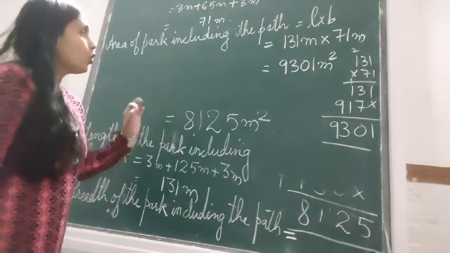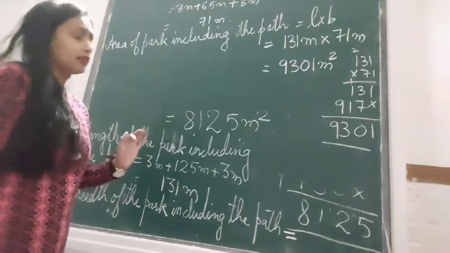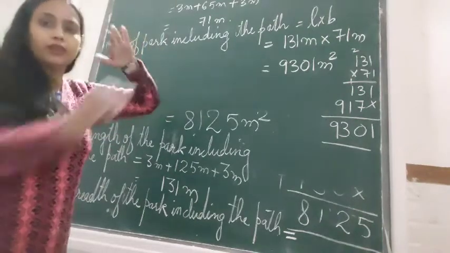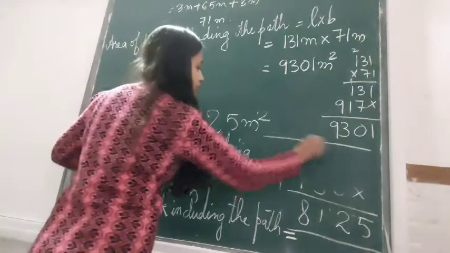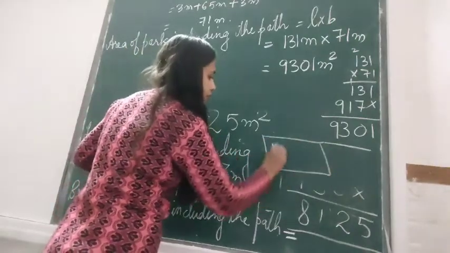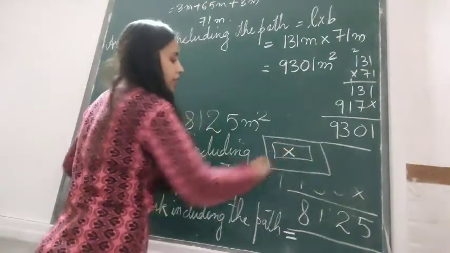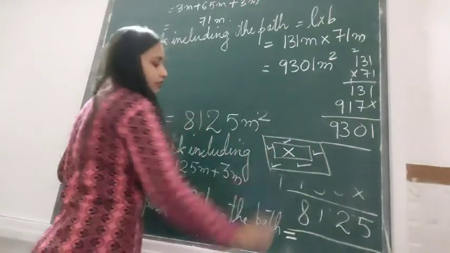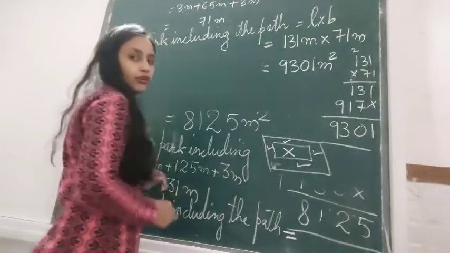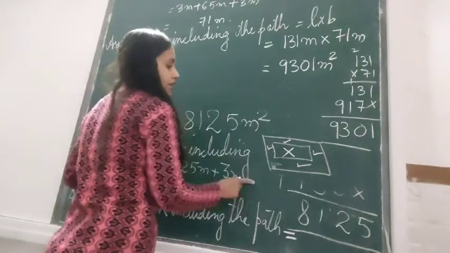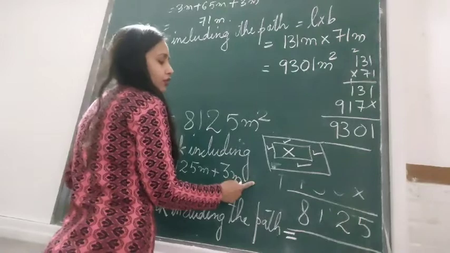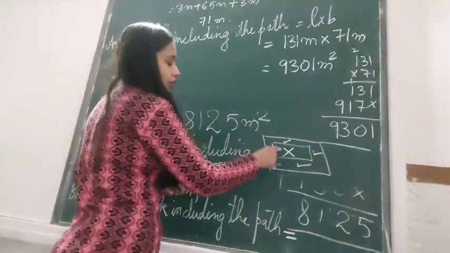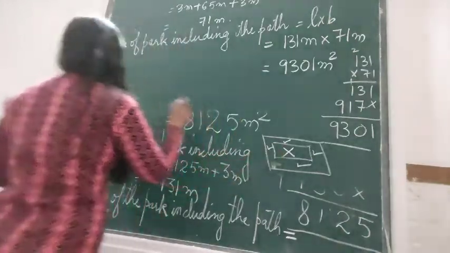Now we have to find only the area of the path. Yes. So for that, from the outer rectangle, this was the diagram, we subtract the area of the inner rectangle. So we'll get this area. Correct? We'll get this area. So what to do? From the outer rectangle, that means from the area of the park including the path, we subtract the area of the park.